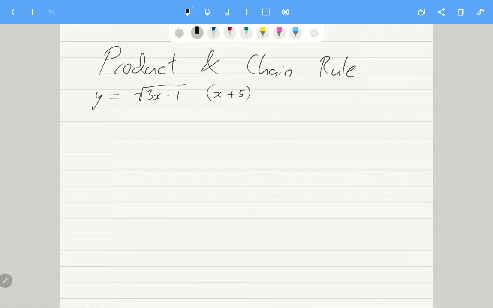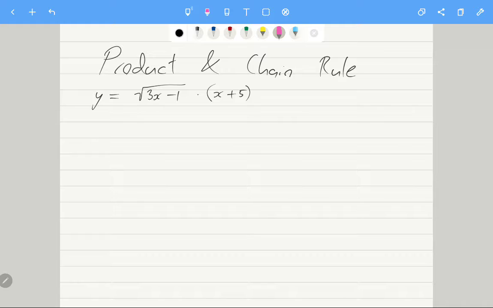Today we're going to have a look at a few combinations. The first one we're going to have a look at is how can we mix up the product and the chain rule. So in this case, you might look at it and you go, oh, this is product rule. We've got one function here and one function here. Should be nice and easy, no trouble whatsoever.